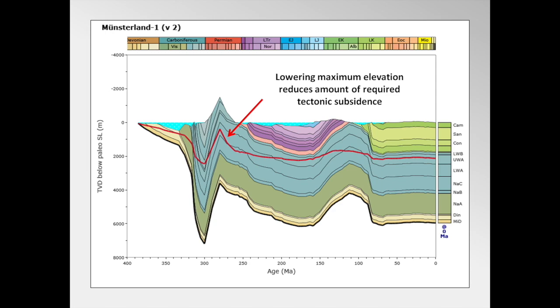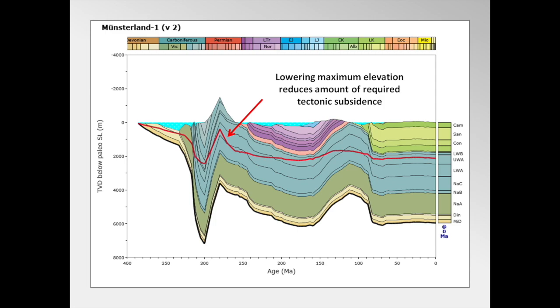If we reduce the paleo elevation of the Variscan mountains, it of course becomes easier to eventually bring them down to sea level. In this slide, we have reduced the maximum paleo elevation by half, from 3,000 meters to 1,500 meters, with a proportional decrease in the amount of required tectonic subsidence. It is very important to understand that this change only affects paleo elevation. The amount of erosion wasn't changed. We're simply saying that more of the erosion was syn-orogenic.